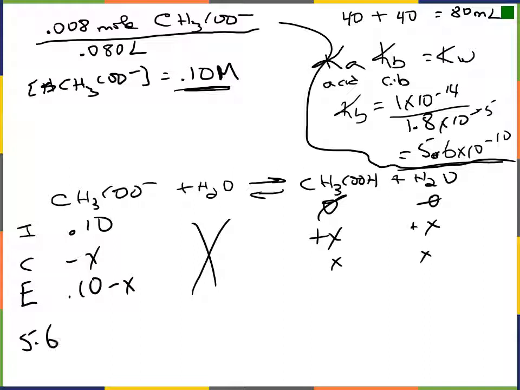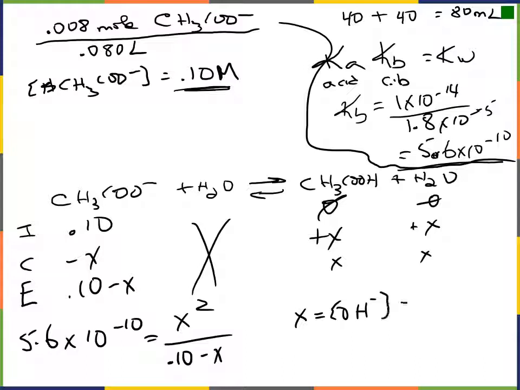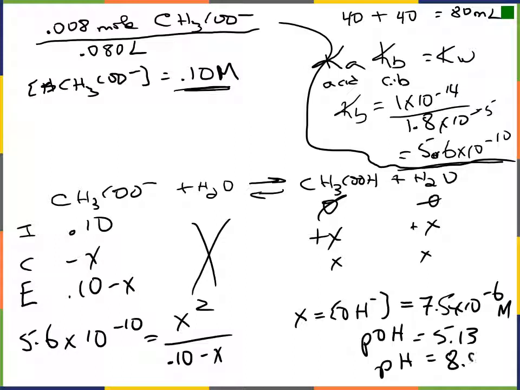And we're going to get 5.6 times 10 to the minus 10 is equal to x squared over 0.1 minus x. Now notice we're going to set that small x equal to 0 in the denominator. And when we solve for it in the numerator, we're going to get x, which is the concentration of hydroxide, equal to 7.5 times 10 to the minus 6 molar. pOH, because this is hydroxide, we have to do that step first, is 5.13, and pH is equal to 8.87.